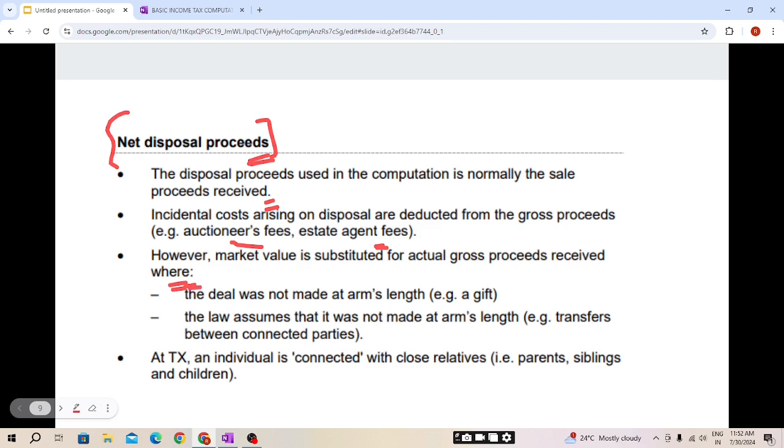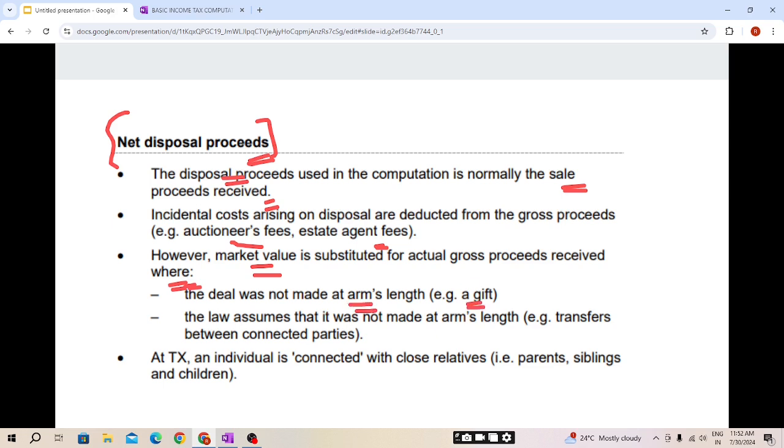So if we sell an asset, we will receive an amount. So that amount will be known as sale proceeds or the disposal proceeds. But students, in certain cases, we need to use the market value. We need to use the market value for the disposal proceeds, where the deal was not an arm's length transaction. Example, gift.